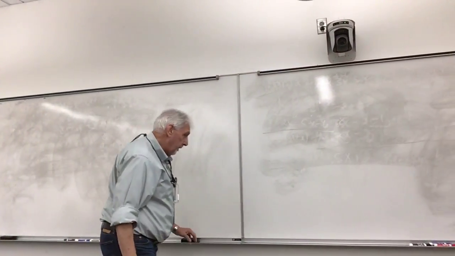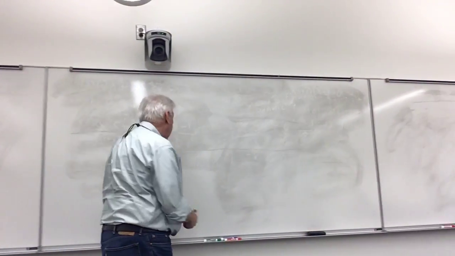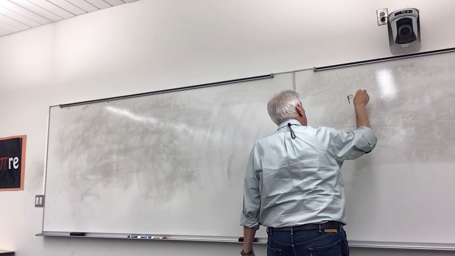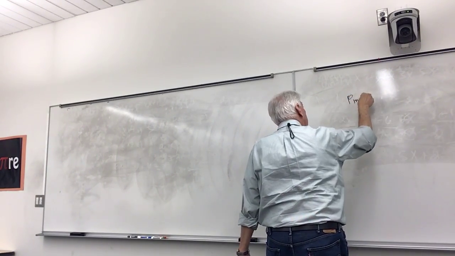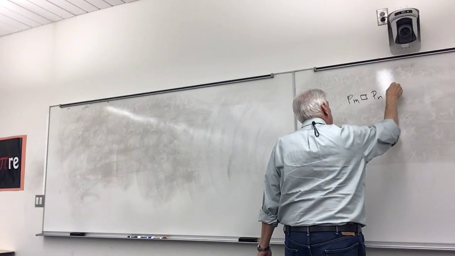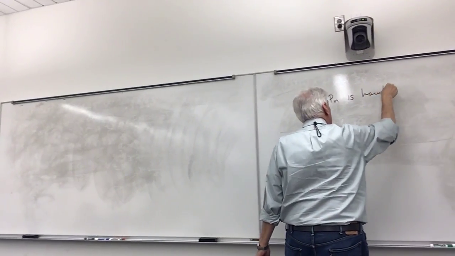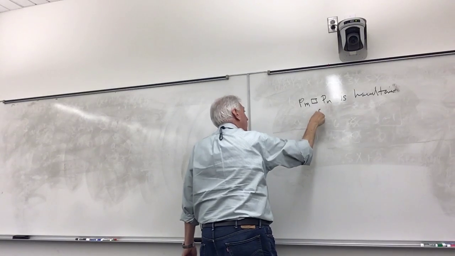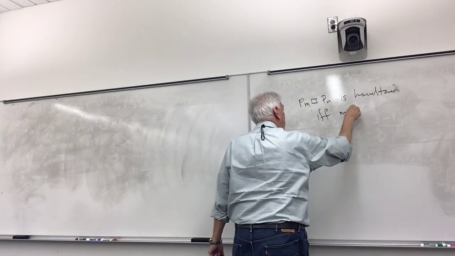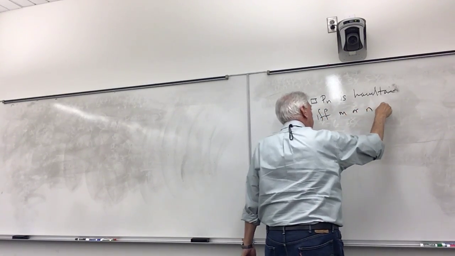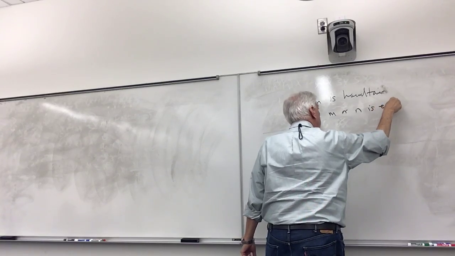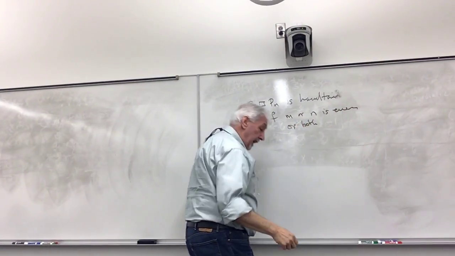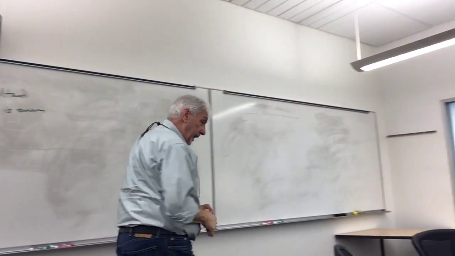So show that Pn cross Pm box Pn is Hamiltonian if and only if m or n is even, or both. So in other words, it's not Hamiltonian when m and n are both odd.